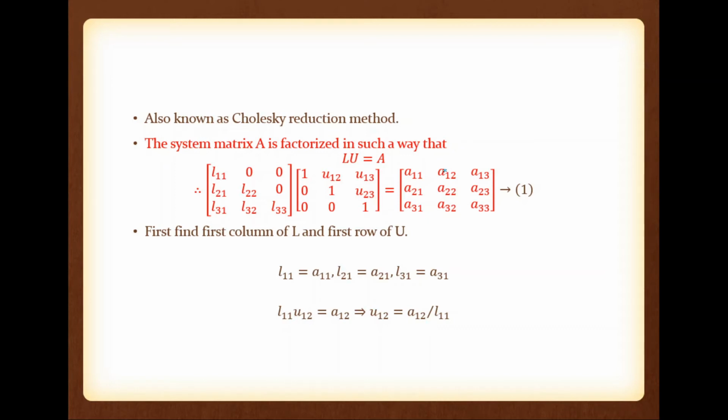Similarly, if you are traveling through this first row, what is A13? A13 is first row of L into third column of U. So that is L11 into U13 plus 0 into U23 plus 0 into 1. So we have L11 into U13 is equal to A13. So from that we can find U13 because L11 is known. So U13 is equal to A13 divided by L11.